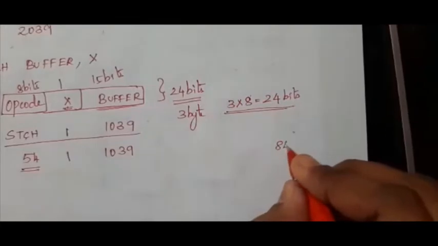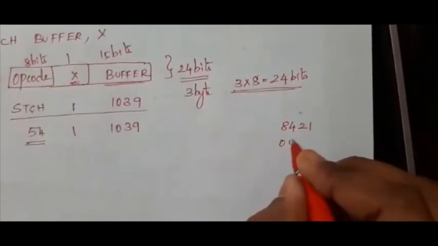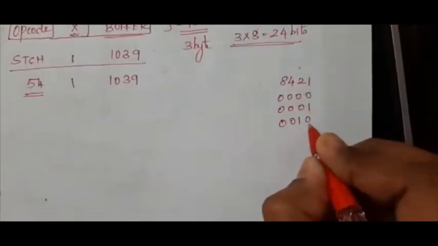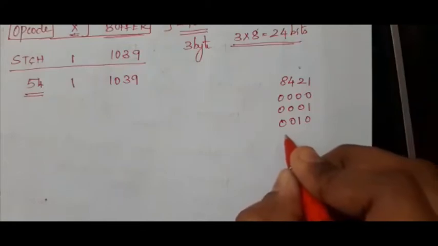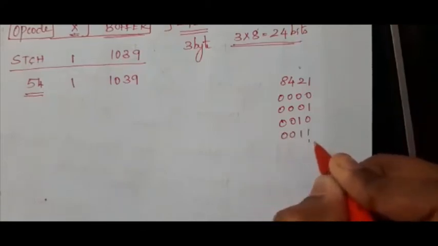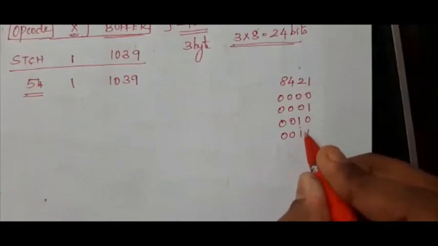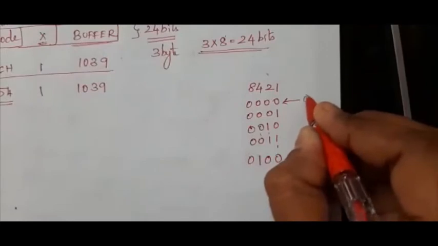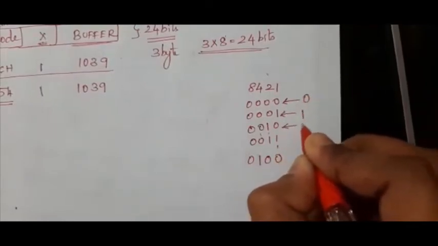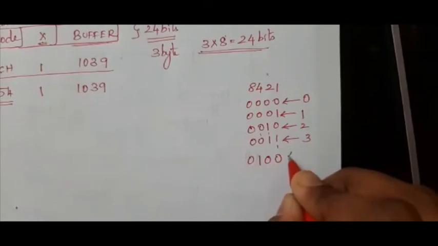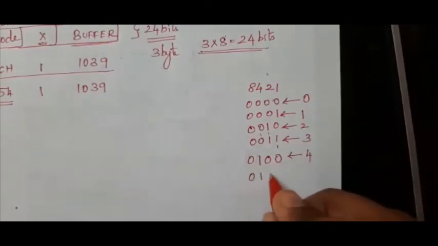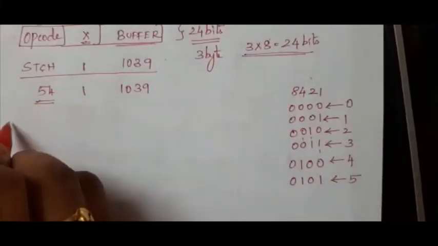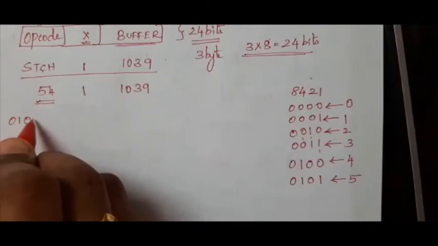Okay, so 8421 format means what? Adding the 1s together, 1 plus 1 is 10, 0, balance 1. So this specifies 0, this specifies 1, this specifies 2, this one 3, and this one 4, and again 0 1 0 1 specifies 5. Am I right? So write 5 as 0 1 0 1.